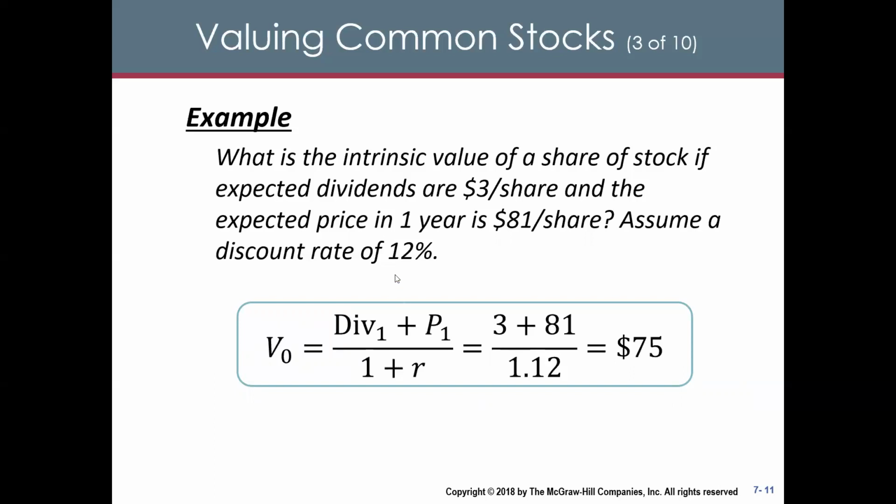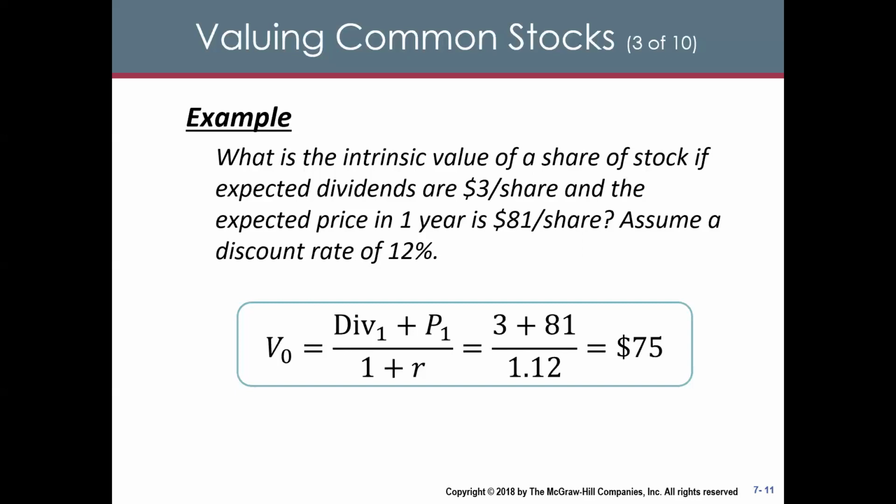And the interest rate is 12%. So discounting the $84 back to today, dividing by 1 plus 12%, gives us today's present value, or the intrinsic value, of $75. That says the fair price for the stock today is $75 if we expect the dividend payment to be $3 and the stock price to be $81 at the end of year 1. These are all based on the expected price and expected dividends.